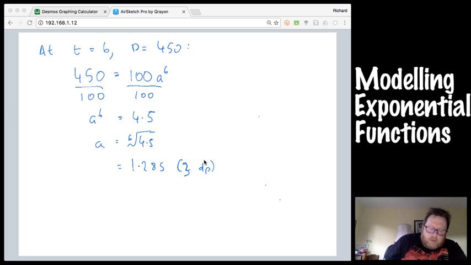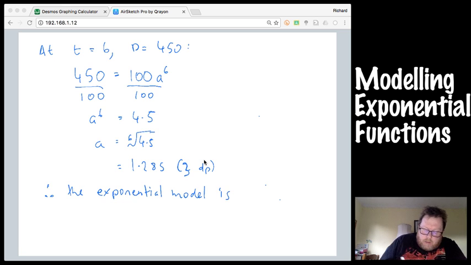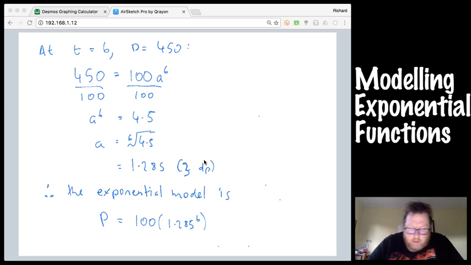So we can now conclude, therefore, the exponential model is P is equal to 100. I always use brackets rather than times. 100 bracket 1.285 to the power of t. 100 times 1.285 to the power of t. There we go. So that's part 1 done.